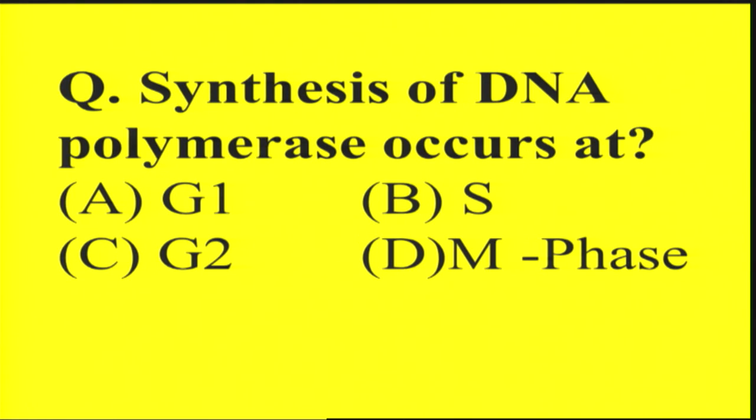Now this question is very simple, but it has a trap. Synthesis of DNA polymerase occurs at. We know that synthesis of DNA or replication of DNA takes place in S phase. So obviously the preparations for the replication of DNA would start in G1 phase. So the right answer would be G1.